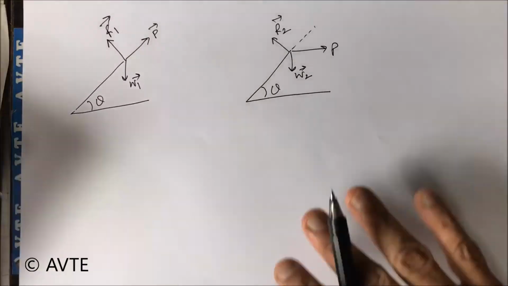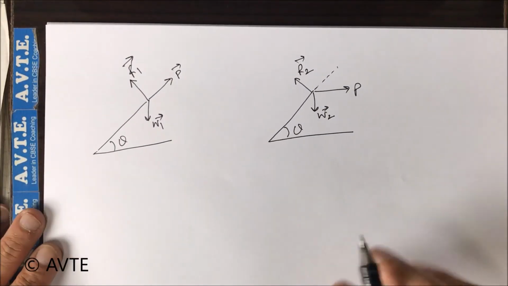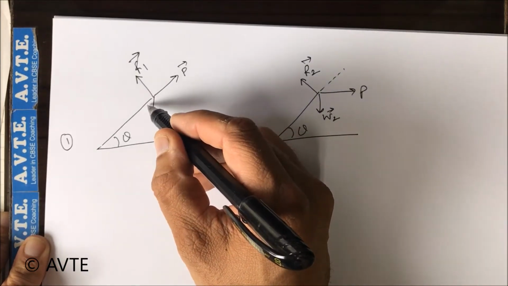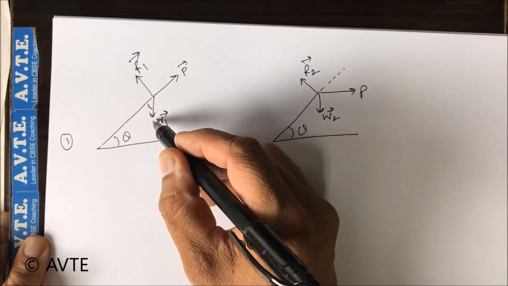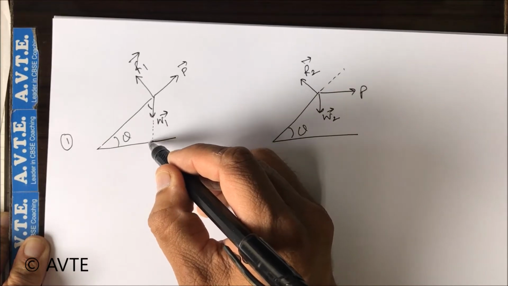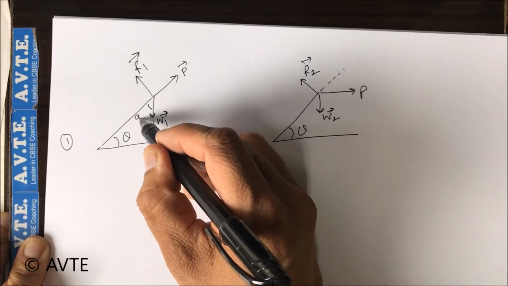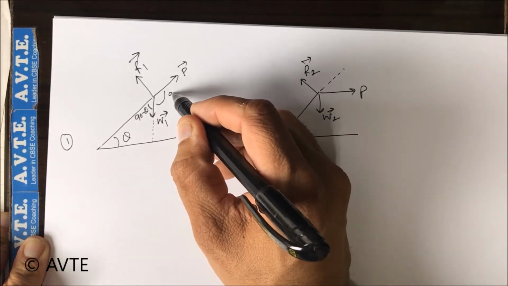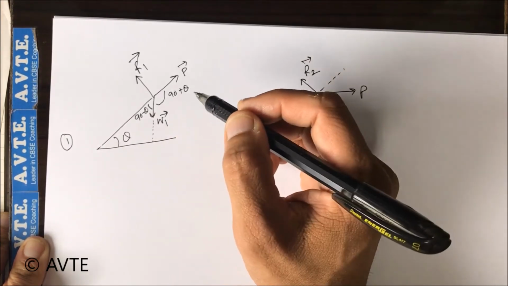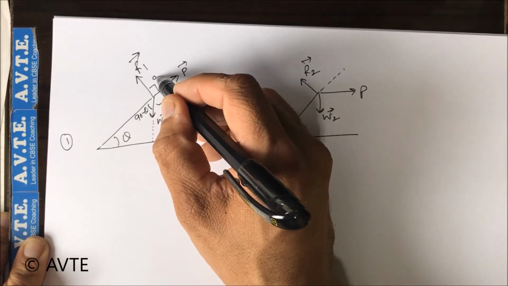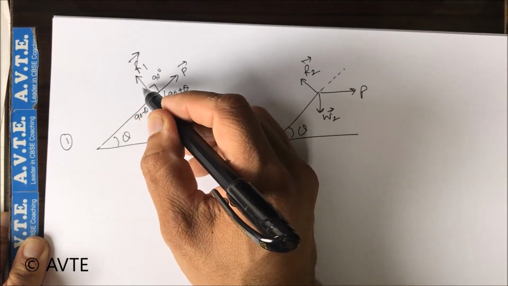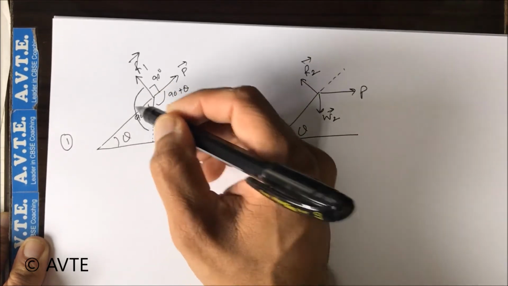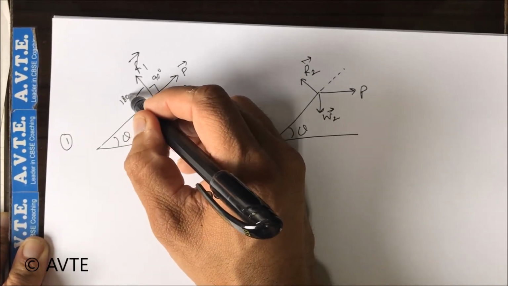So now, can you analyze that this is the first diagram? Now, if I put a dotted line, this angle will be 90 degrees. So clearly this angle will be 90 minus theta, and this angle will be 90 plus theta. This is 90 degrees, and clearly this whole angle between R1 and W1 will be 180 minus theta.